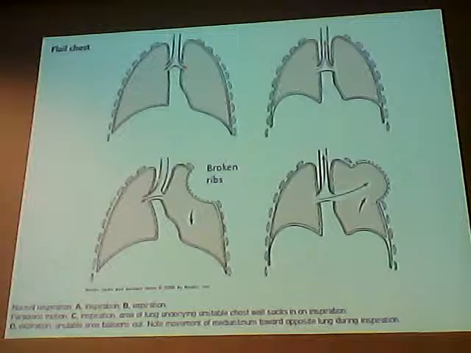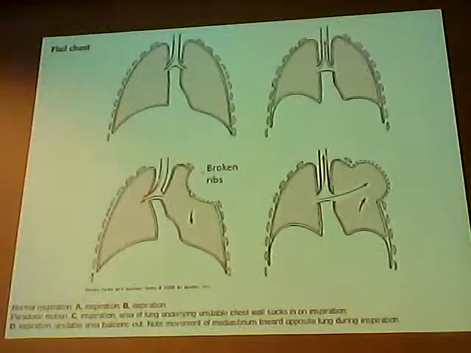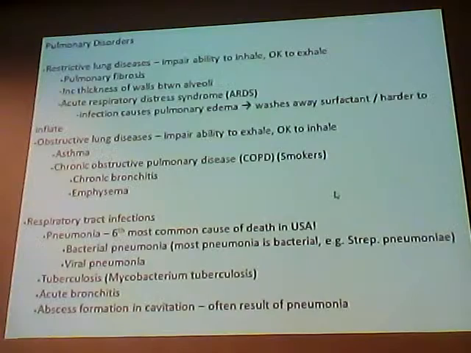Flail chest. A normal chest has the lungs breathing outward, the chest expanding and then coming back. But with broken ribs, it does the opposite. When you want to breathe in, they collapse inward, and when you want to breathe out, your ribs push outward. So it's very painful and very difficult for oxygen to get into the system and out of the system properly.